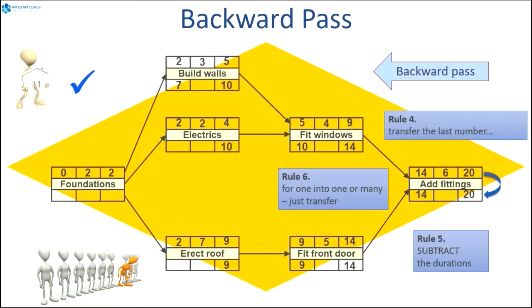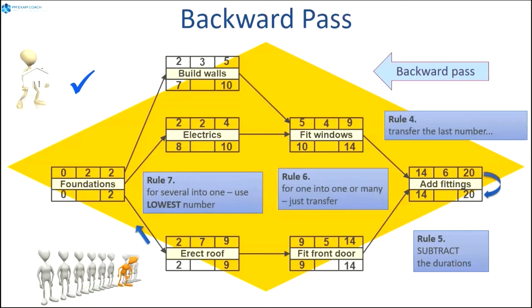And then we keep subtracting. 10 minus 3 is 7. 10 minus 2 is 8. And 9 minus 7 is 2. All right, now we're faced with 7, 8, or 2 for build walls, electrics, and erect roof to say which one should we drag back to the finish for foundations. And that will be the lowest number out of the 3 choices, which is going to be 2. And of course, 2 minus 2 is 0.